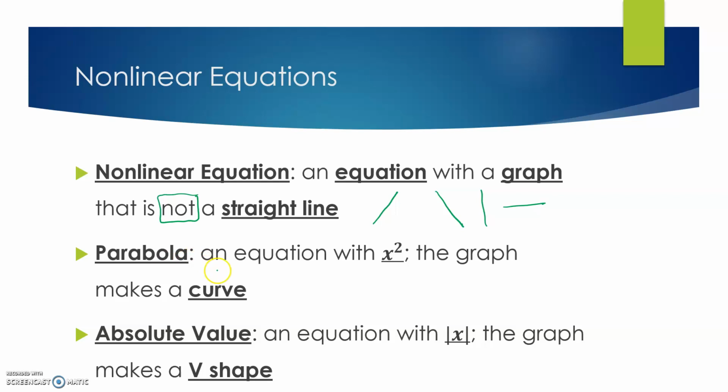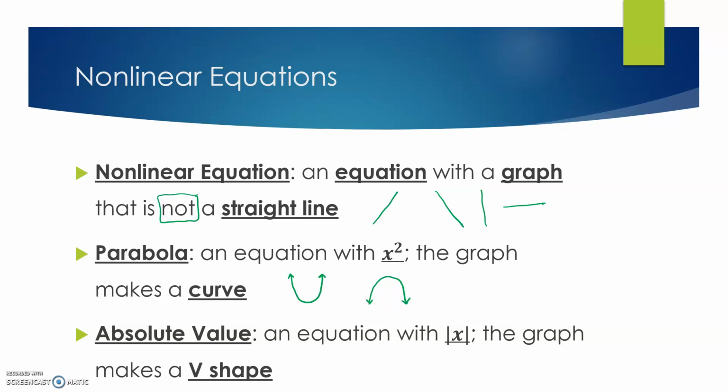The first one is a parabola. And a parabola is an equation with x squared in it, and the graph makes a curve. It's either going to look like this, like a U, or it's going to look like this. I kind of call that one the mountain, or you can just call it an upside down U, but that is what a parabola looks like.